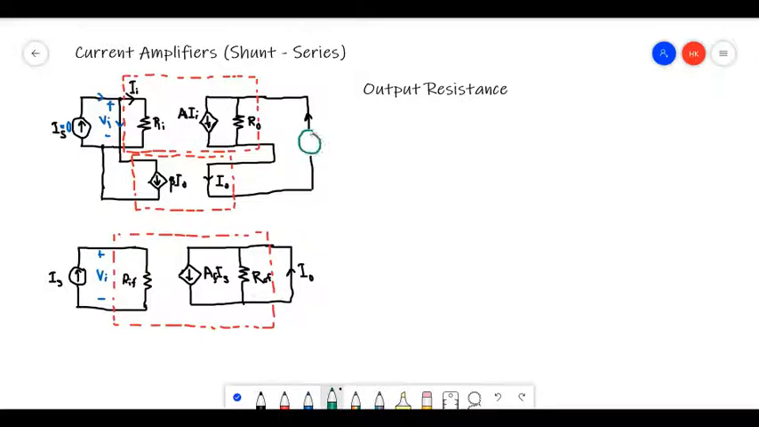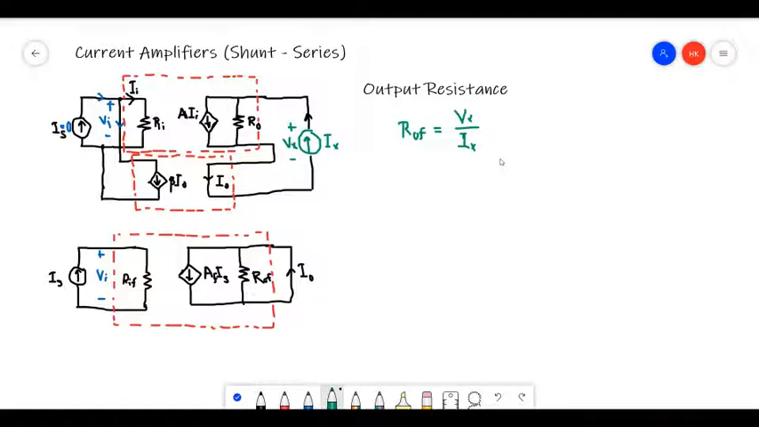So current source Ix, and the voltage across this will be Vx, right? Okay, so our output resistance will be given by Vx divided by Ix. So we need to find an expression for ROF, right?